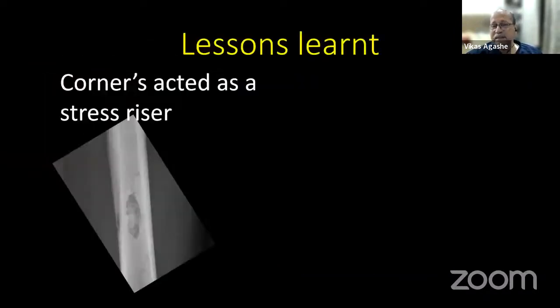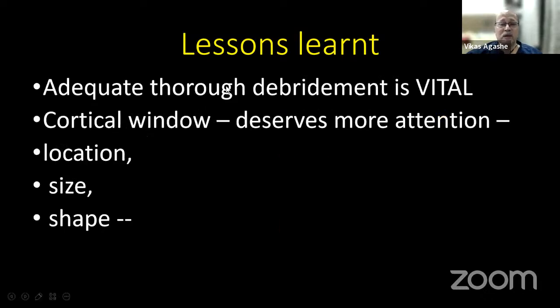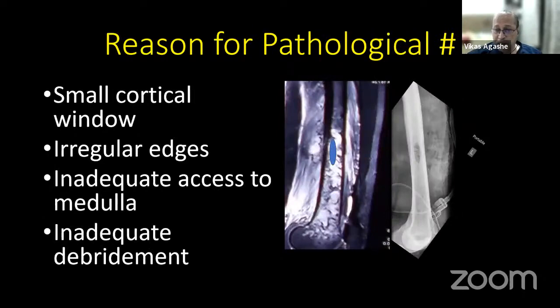So I learned several lessons from this case. Number one, the corner acted as a stress riser. Number two, the window did not perform its function. So adequate and thorough debridement is vital. The cortical window deserves more attention as regards location, size, and shape. The pathological fracture happened possibly because I made a very small window, the edges were irregular, there was inadequate access to the medulla, and the debridement was inadequate.